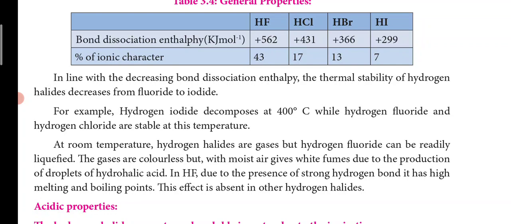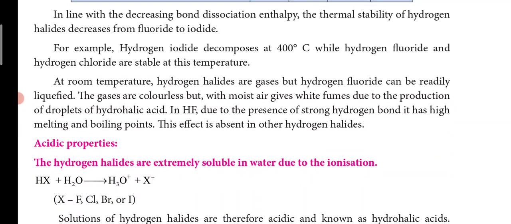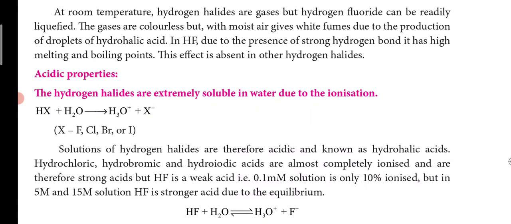In line with the decreasing bond dissociation enthalpy, the thermal stability of hydrogen halides decreases from fluoride to iodide. For example, HI, that is hydrogen iodide, decomposes at 400 degrees Celsius, while hydrogen fluoride and hydrogen chloride are stable at this temperature. At room temperature, hydrogen halides are gases, but hydrogen fluoride can be readily liquefied. The gases are colorless, but with moist air, they give white fumes due to the production of droplets of hydrohalic acid. In HF, due to the presence of strong hydrogen bonds, it has high melting and boiling points. This effect is absent in the other hydrogen halides.